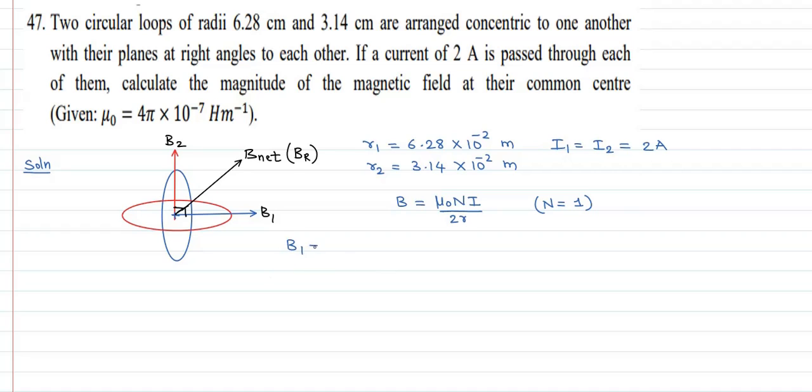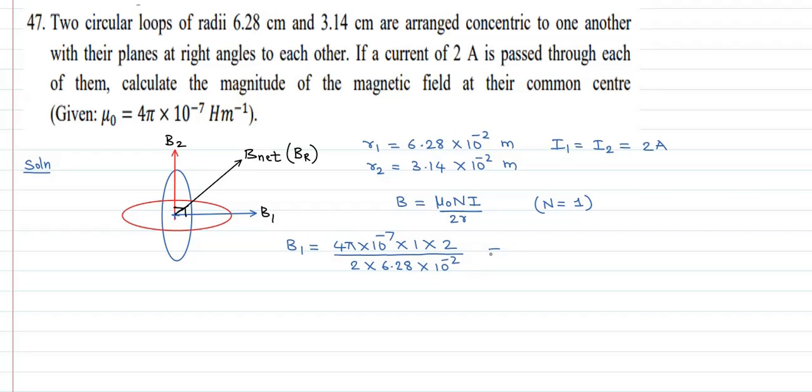So first I will calculate B1. B1 is equal to 4 pi into 10 raised to minus 7, N is 1, current is 2 ampere, divided by 2 R1. So 2 into 6.28 into 10 raised to minus 2.